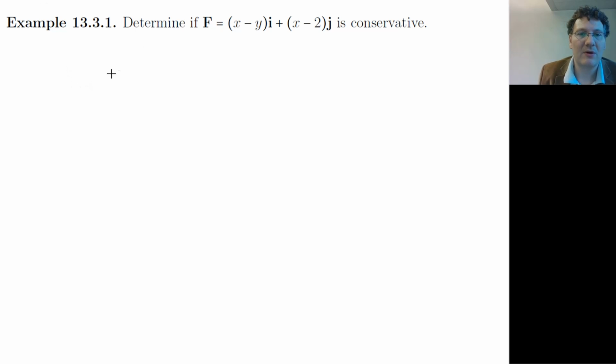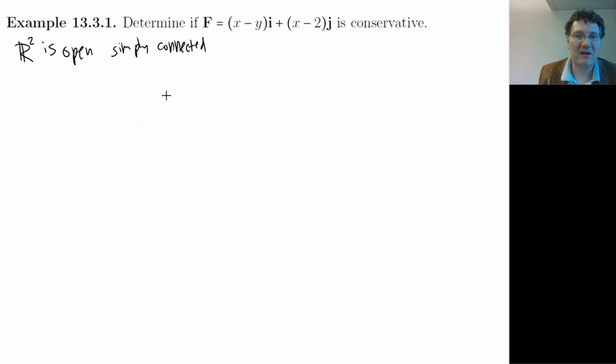So here's an example. F is defined on all of R2, and there's nowhere where this is undefined. So all of R2 is open and simply connected. Okay, so we want to determine if this is conservative. So P is x minus y, Q is x minus 2.